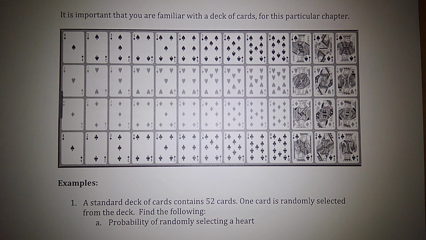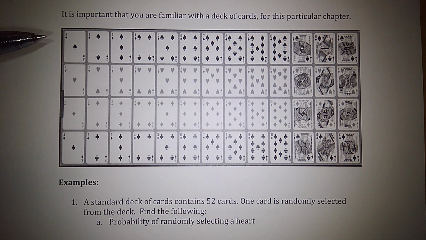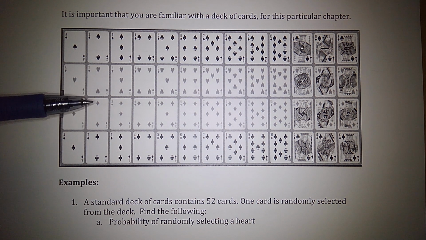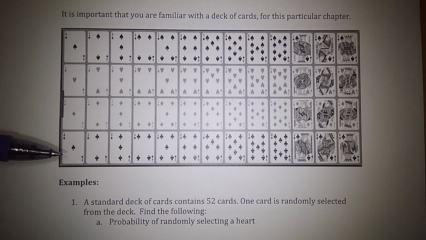cards. So if you don't already have a deck of cards, maybe you might want to purchase one or at least study the picture that's in your notes. But basically, a deck of cards is comprised of 52 total cards, and this is not including the jokers. There are two colors. There is black. These two rows are black, and these two rows are red. So that means there are 26 black cards and 26 red cards.